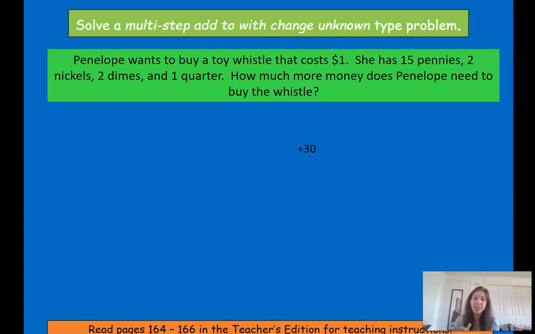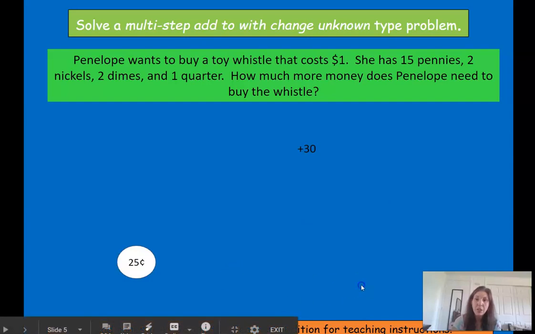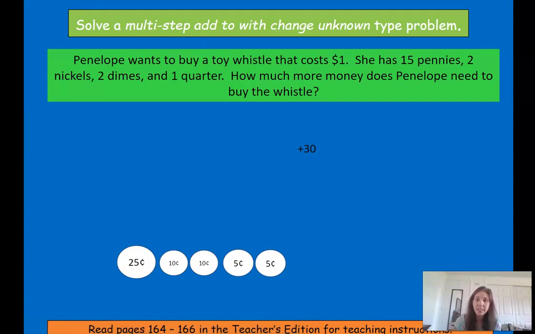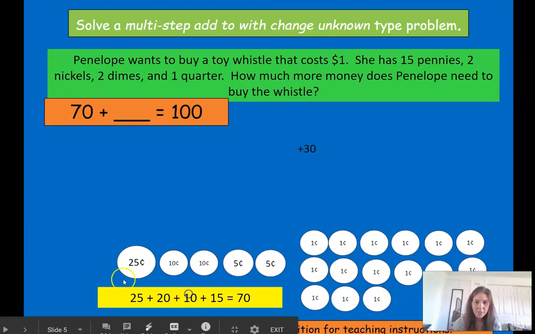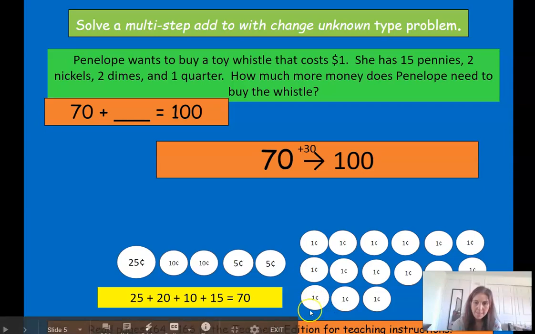So first part is counting all the money that she has. And I believe we have the coins here. We do. So we have 1 quarter, 2 dimes, 2 nickels, and 15 pennies. Okay, so that gives us 25, plus 20 more gives us 45, 55, 10 more gives us 65, and 5 more brings us to our 70. We can say 70.